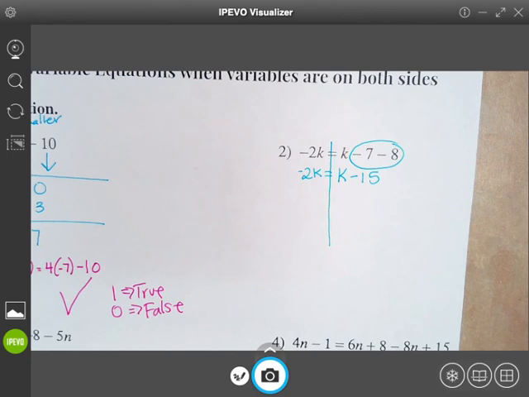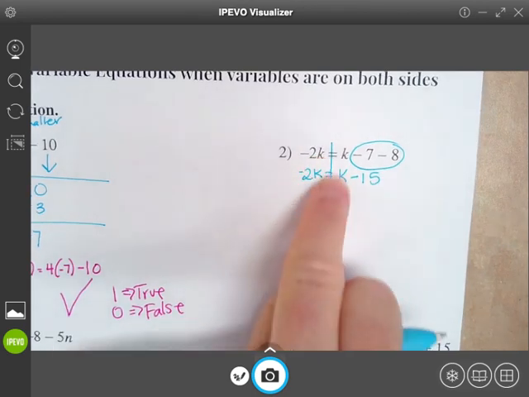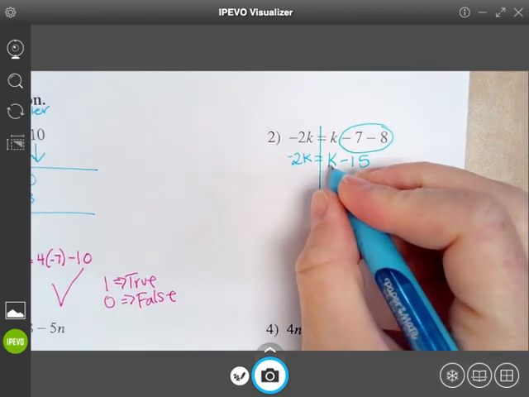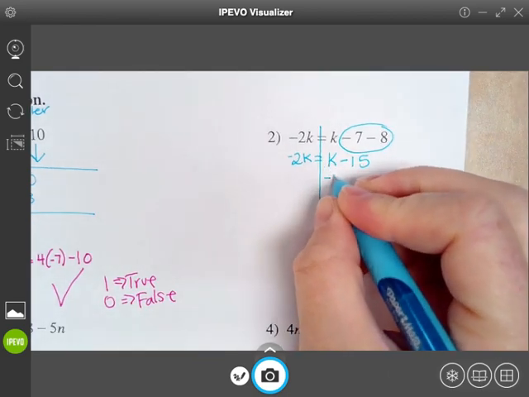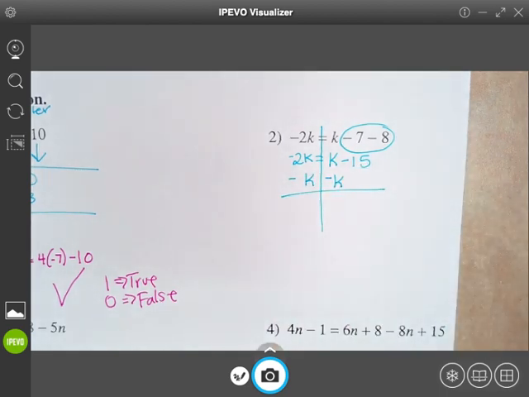All right, so now I need to get all the variables on one side. Okay, if I move the smaller variable, I'm moving this one. But what does that leave on this side? Yeah, it leaves a 0. So I really don't want that. So instead, I'm just going to move this k to the other side. So minus k on both sides. We could do it the other way. It doesn't matter which way you do it. You could move the 2k or the k. I just don't want to leave nothing on that side. If you do leave nothing, then you would put a 0 over there.